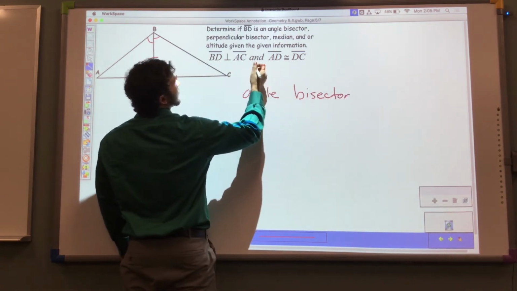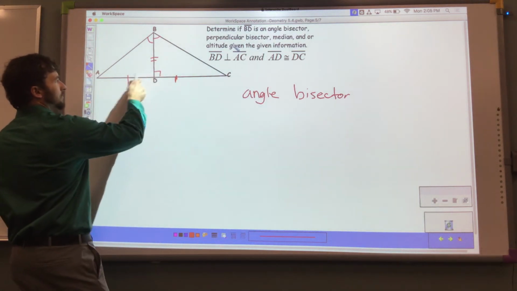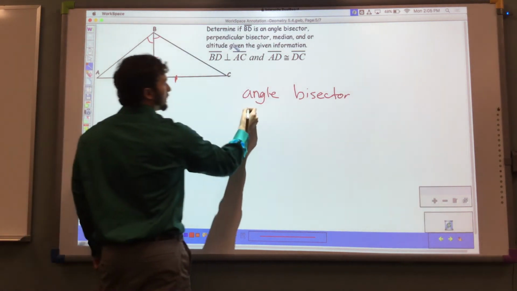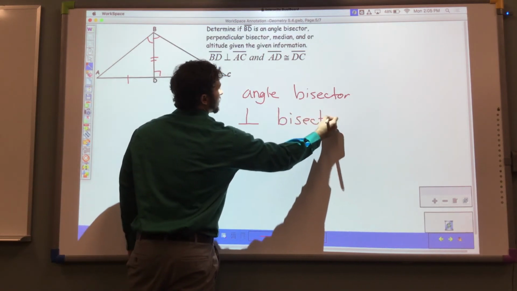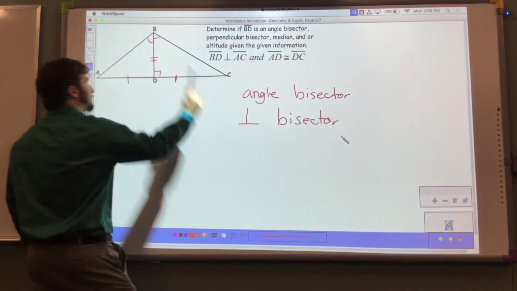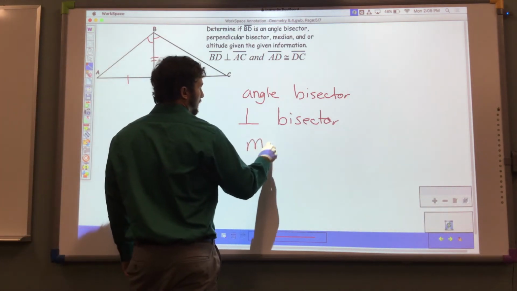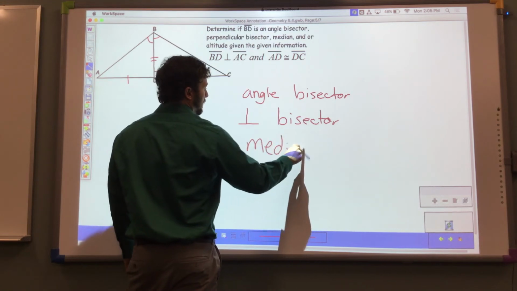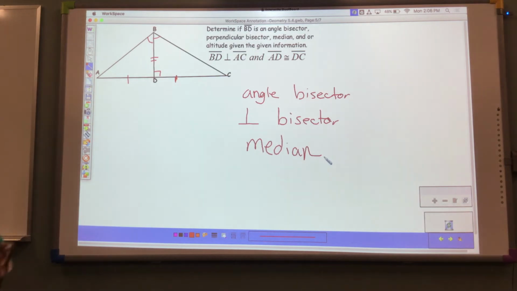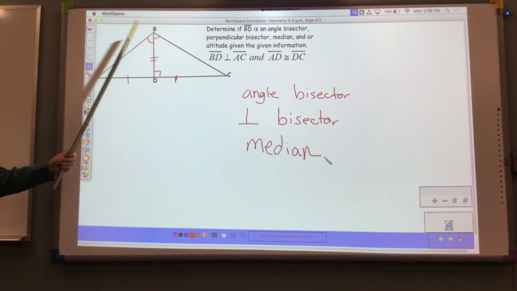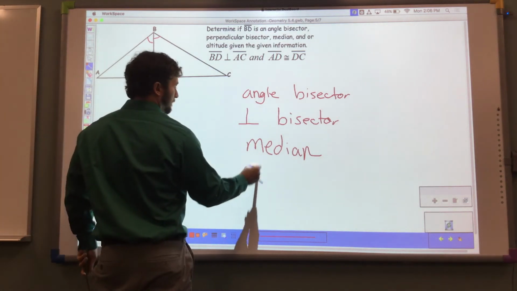Then we got to decide if it's a perpendicular bisector. Oh, clearly it is. Got a right angle, those two are the same. So it's a perpendicular bisector. Median goes from a vertex to a midpoint. So it's a median as well. And is it an altitude? Altitude goes from a vertex to make a 90, so yes, it's actually all four on this one.